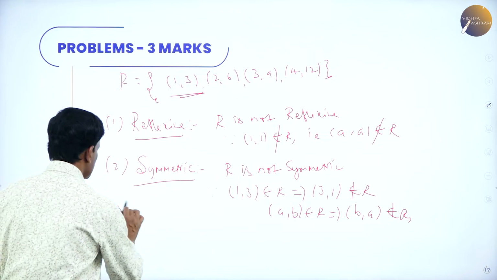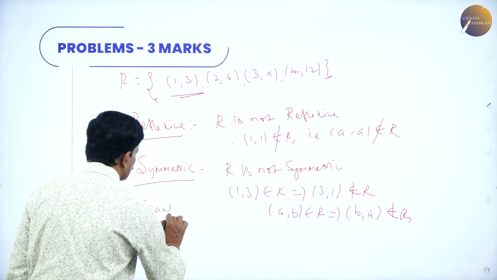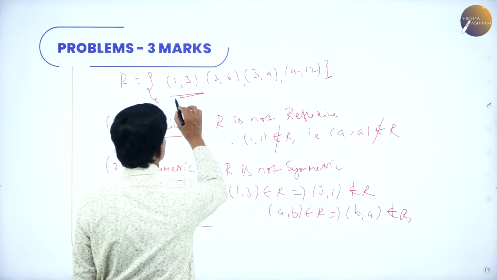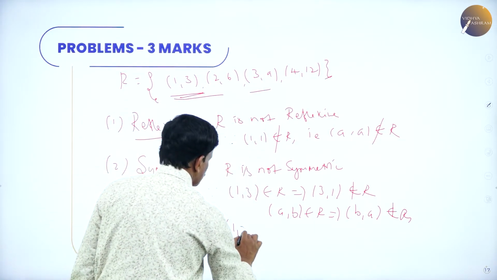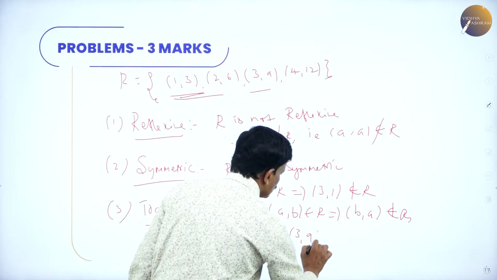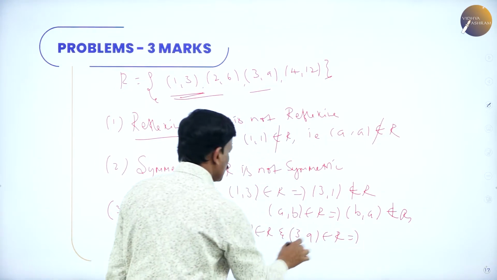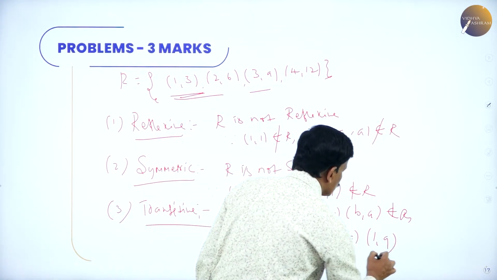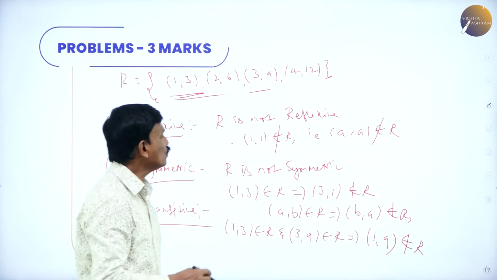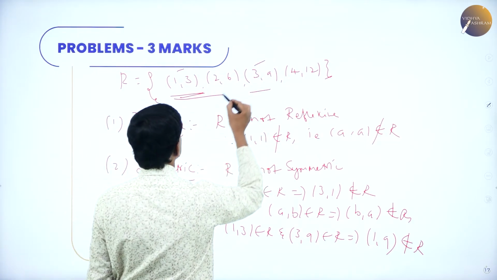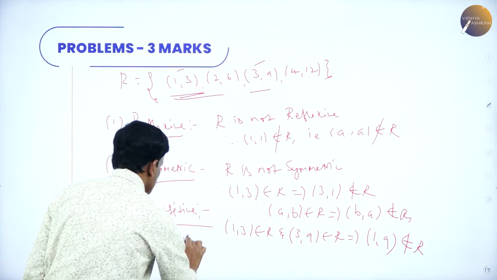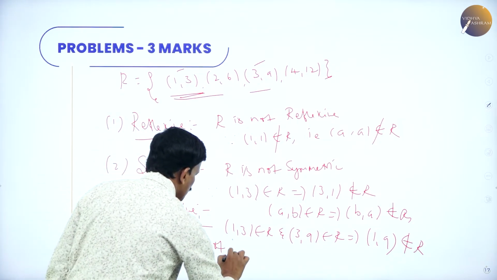Now let us come to the third one, transitive. Transitive relation. What is transitive? Let us consider these two. 1 comma 3 belongs to R and 3 comma 9 belongs to R, implies 1 comma 9. See, 1 comma 9 does not belong to R. So 1 comma 3 is there, 3 comma 9 is there, but 1 comma 9 does not belong to R, therefore R is not transitive.